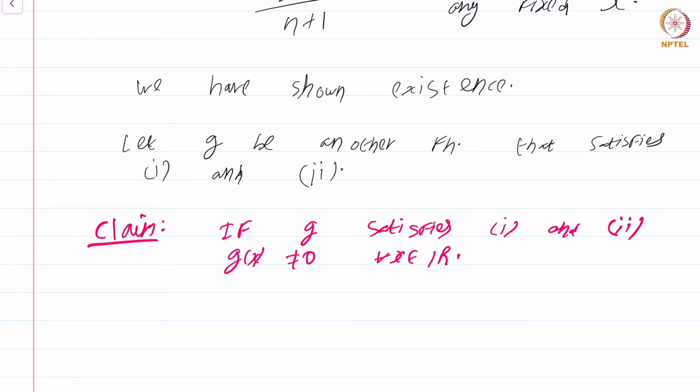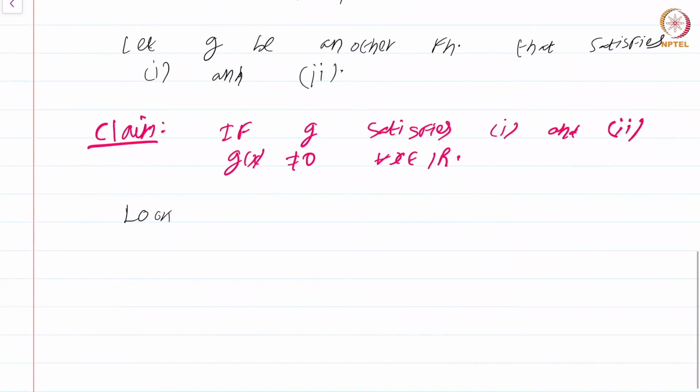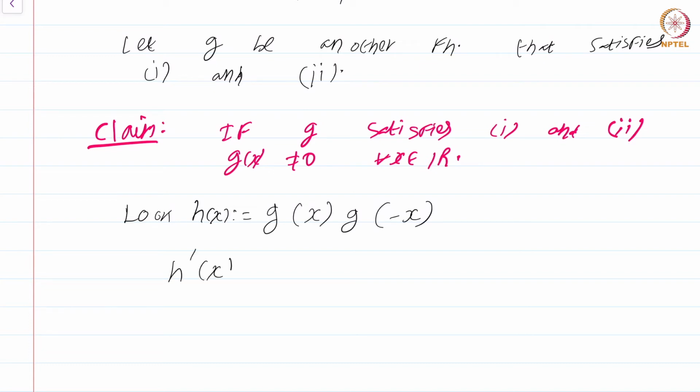Well, why is this the case? Well, because look at g of x times g of minus x. Look at this new function, call it h of x. Differentiate this h. Well, by product rule, what do you get? You get g prime of x times g of minus x minus g prime of minus x times g of x.